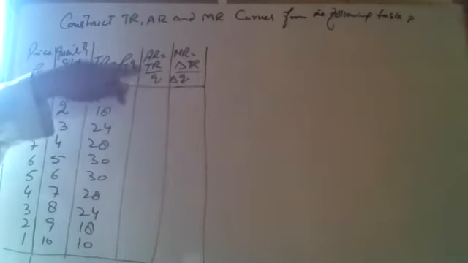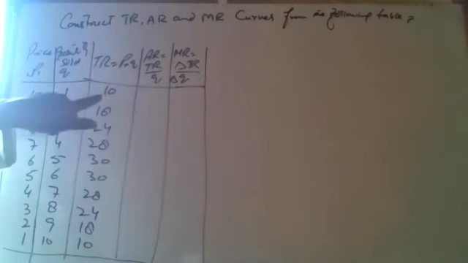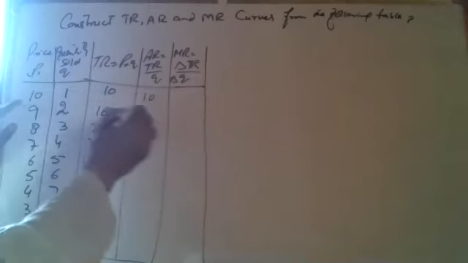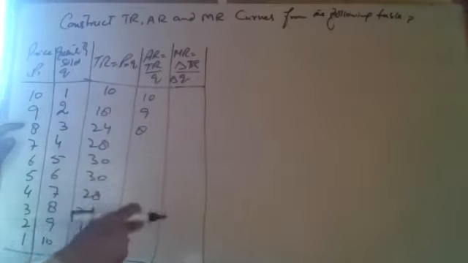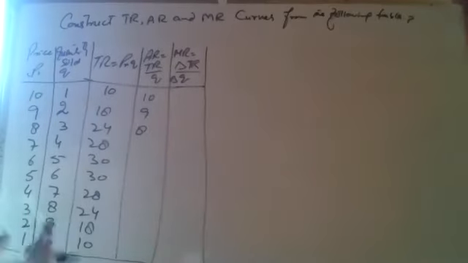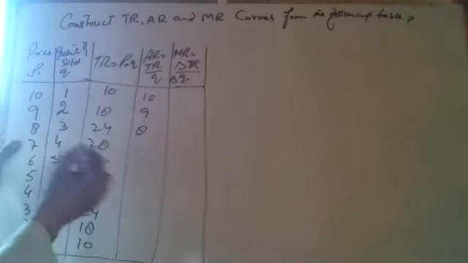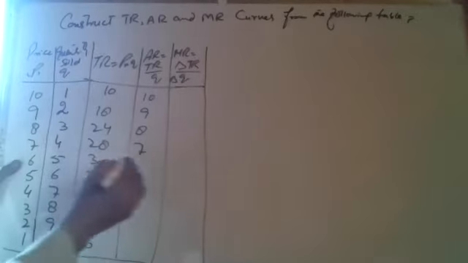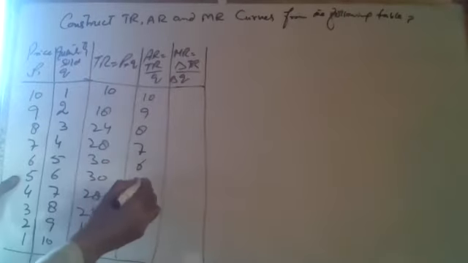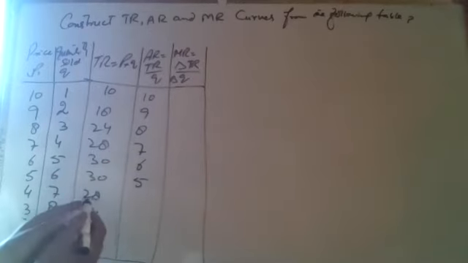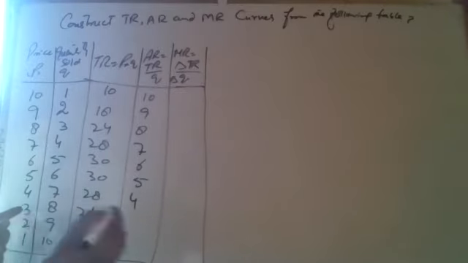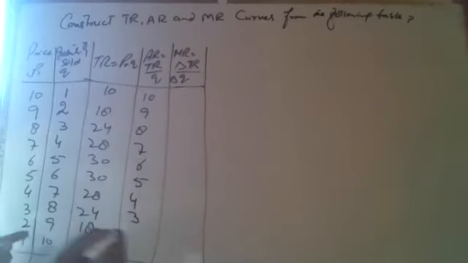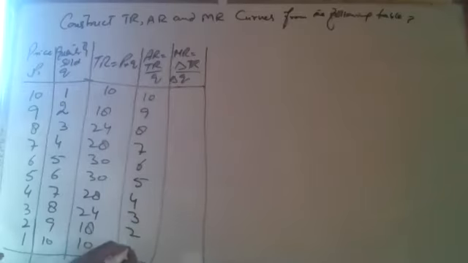Now how to calculate average revenue, we did that yesterday as well. It is total revenue divided by Q. 10 divided by 1, it is 10. 18 divided by 2, it is 9. 24 divided by 3, it is 8. So this average revenue column is the same as the price column. As we know, price is the same as average revenue. Then 7, 6, 5, 30 by 6, 28 by 7, it is 4, 24 by 8, it is 3, 18 divided by 9, it is 2, 10 divided by 10, it is 1.